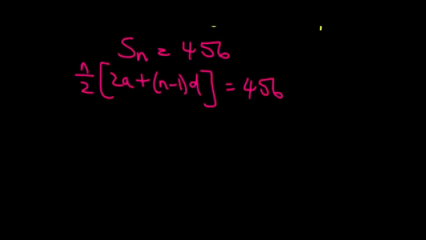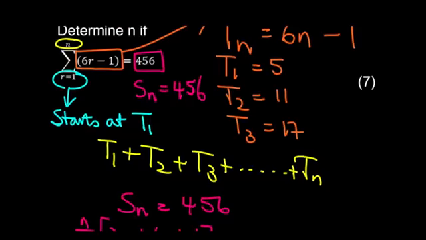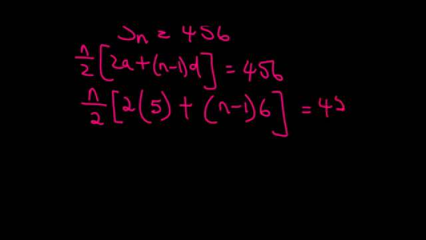Okay, so I can now substitute in what I know. My first term, what did we get it as? We worked it up here. It is 5, and I'm adding 6. So a is equal to 5. I'm solving for n, and I know that my difference is equal to 6. And I can now solve for n.